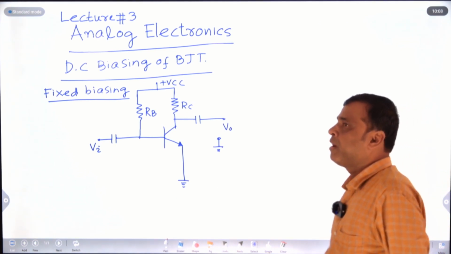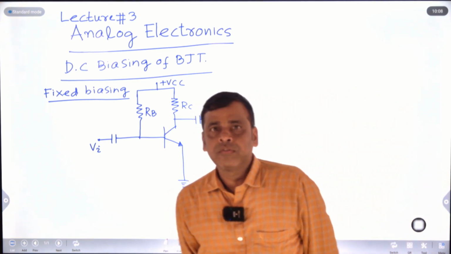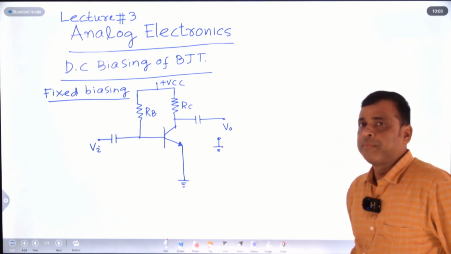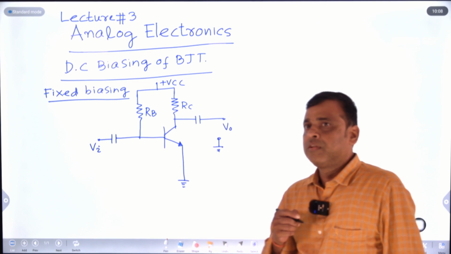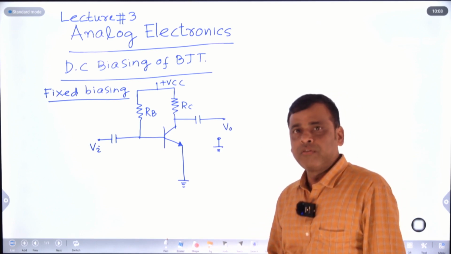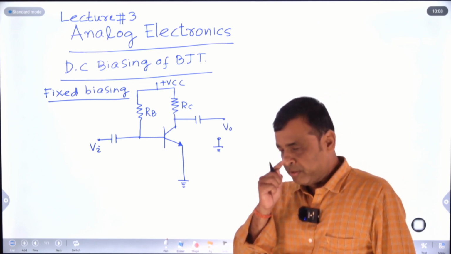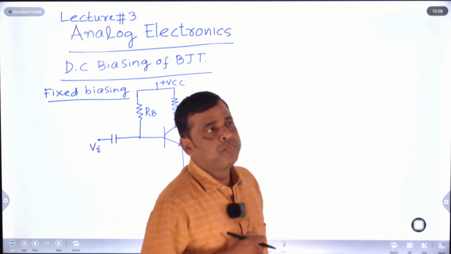When you are going to bias a transistor, there are certain points we have to remember, such as how to stabilize the Q point. I already told you what the Q point is. The Q point is nothing but the proper value of the zero signal collector current Ic and collector emitter voltage Vce, and how to stabilize the Q point is important.